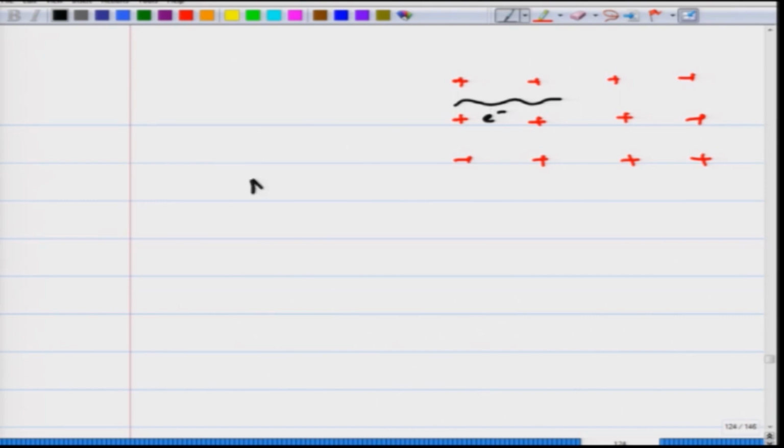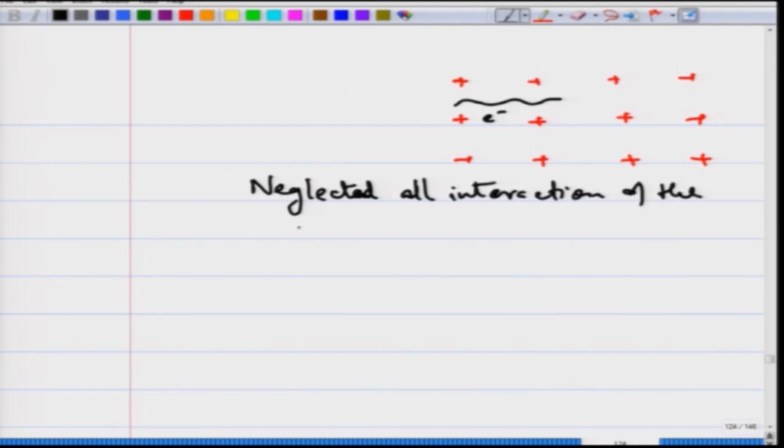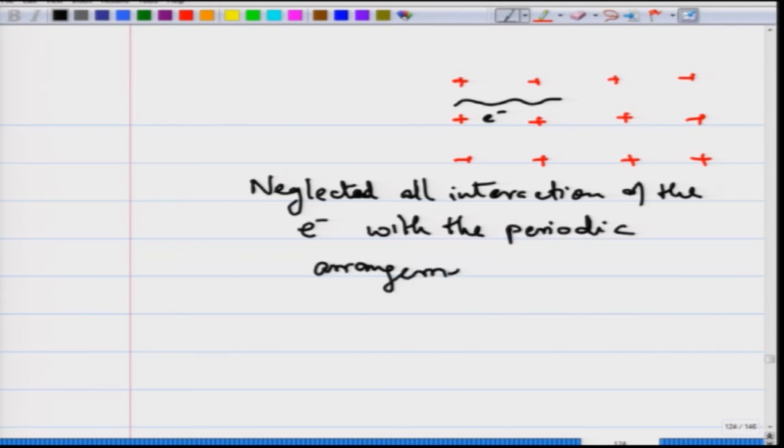and we have neglected all interactions of the electron with the periodic arrangement of ions. After all, these are positive ions and they are periodically placed.